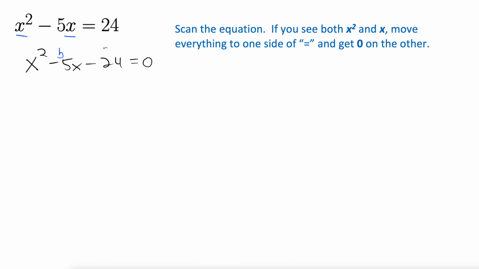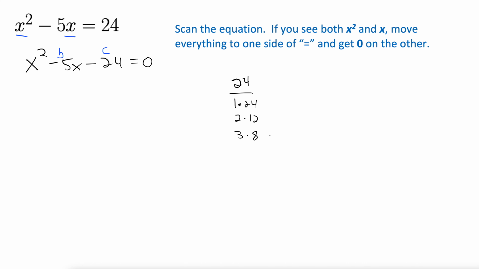Negative 5 is our b term, negative 24 is our c term. We want to find factors of c that add to b. So we want to find two numbers that multiply to negative 24 but add to negative 5. So let's see, we have 24 here. Okay, 1 and 24. There's no way to add or subtract those to get 5. 2 and 12, that's not going to do the trick either. 3 and 8 though will do it because 8 minus 3 is 5 and 5 is what we're looking for.